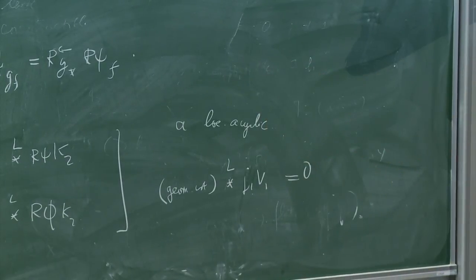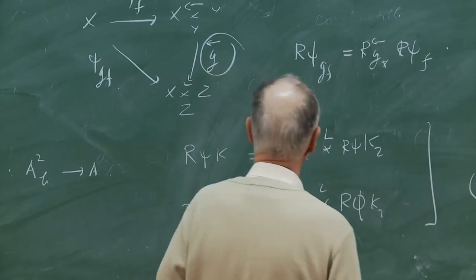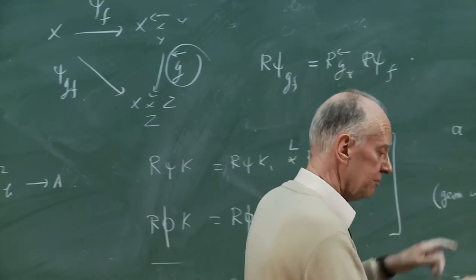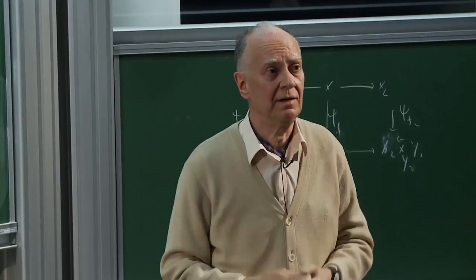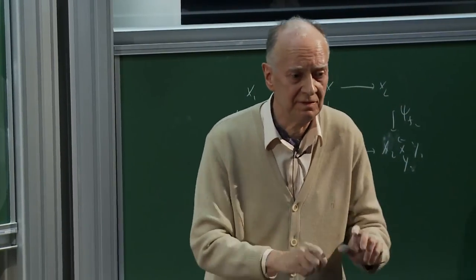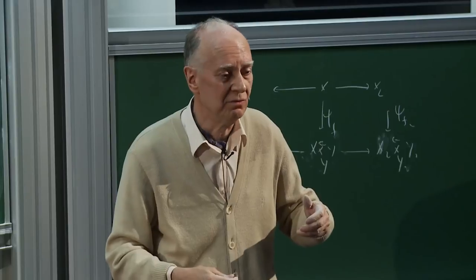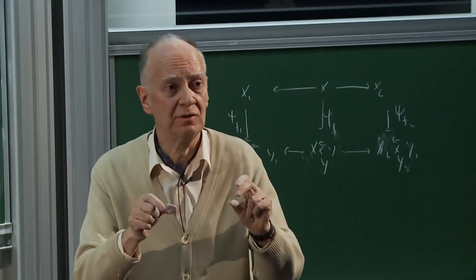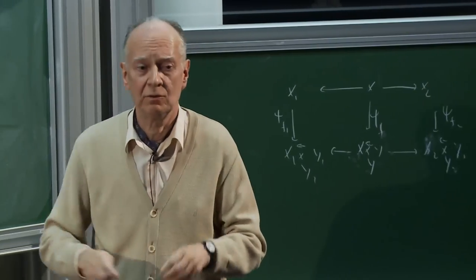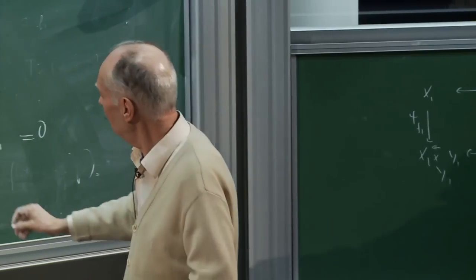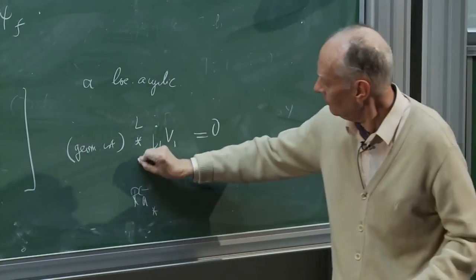So in fact, when you look at the nearby cycles, the vanishing cycles for the product map, F1 cross F2, then you have two components. You have the Rφ tensor Rφ, and you have an extra component, which is mixed: K1 tensor Rφ1, and Rφ1 tensor K2. It's like when you have two filtered objects of length 1, and take the tensor product, you get a filtered object of length 2. So you have two parts, and you have to show that A lower star kills this remaining part, but this follows from this.